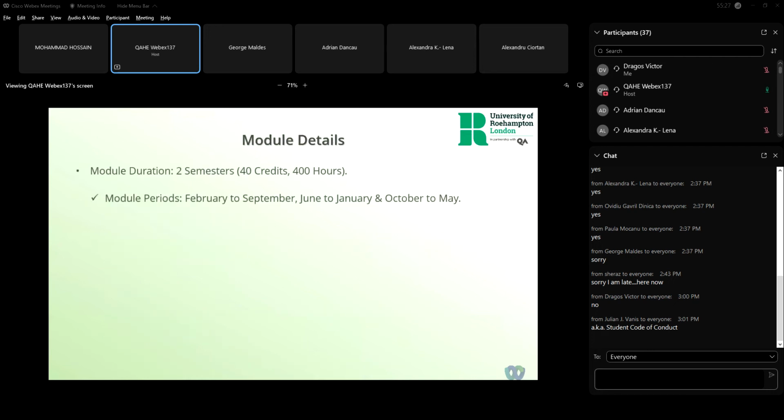Now, let's get down to the logistics of this module. The duration is 2 semesters. It starts now in October, finishing in May, so it's 2 semesters, one after the other. It is 40 credits, which means you are expected to commit 400 hours during these 6 months to this specific module. One credit involves 10 hours of involvement.